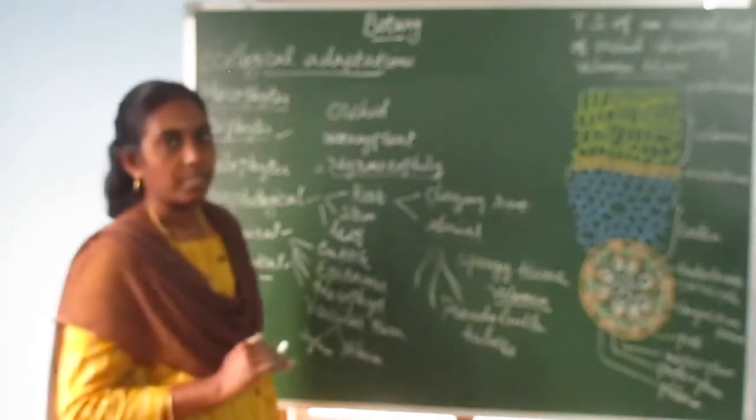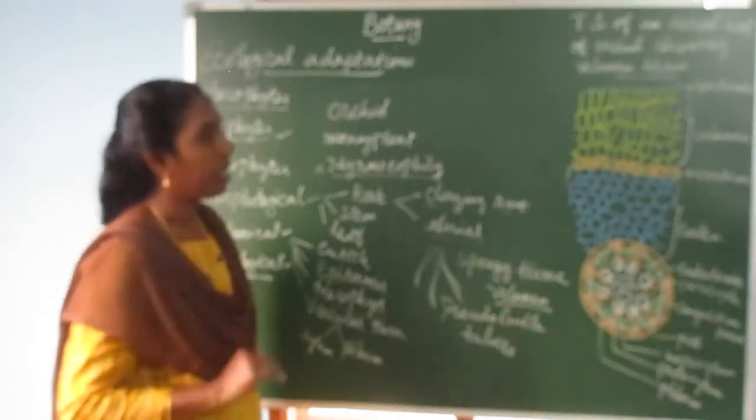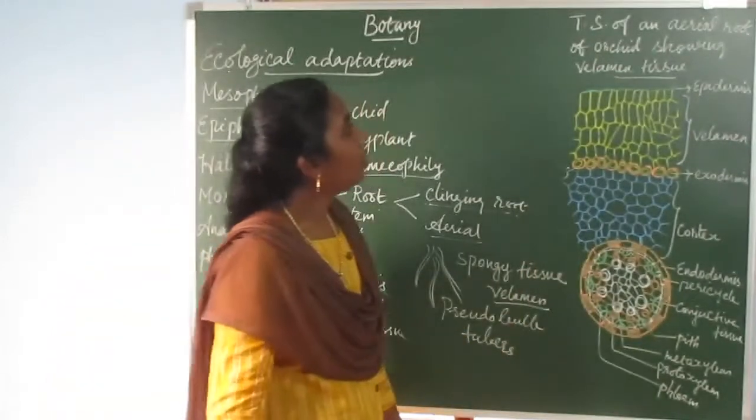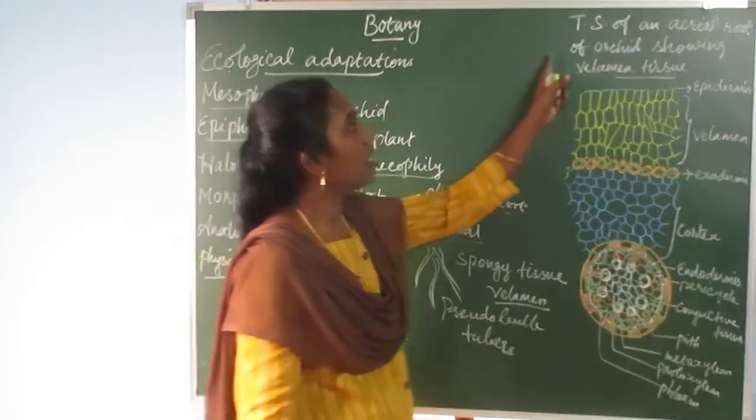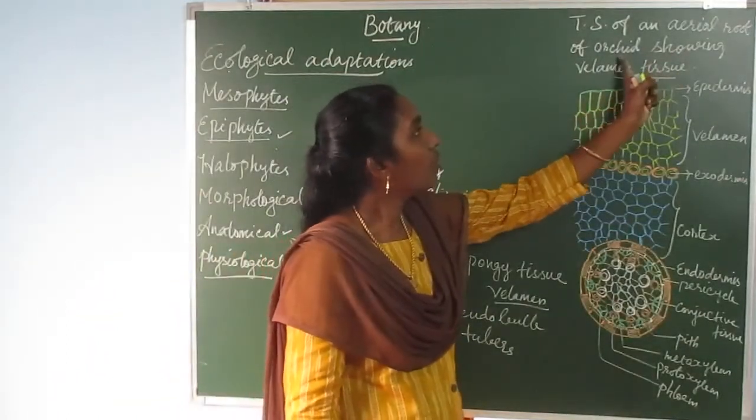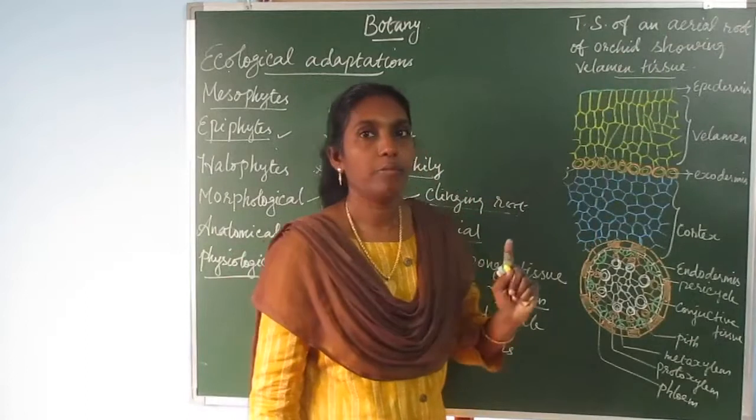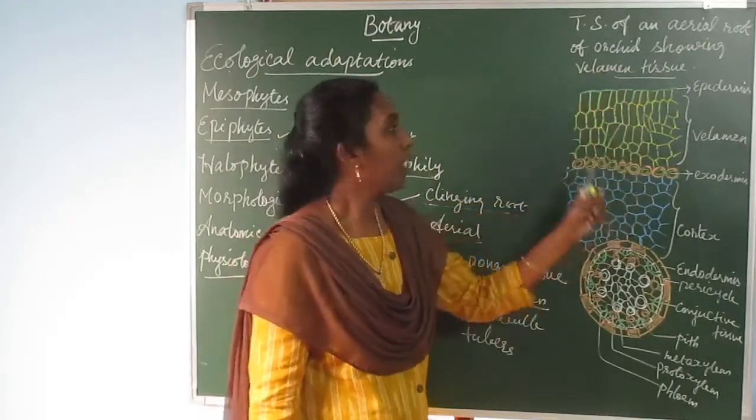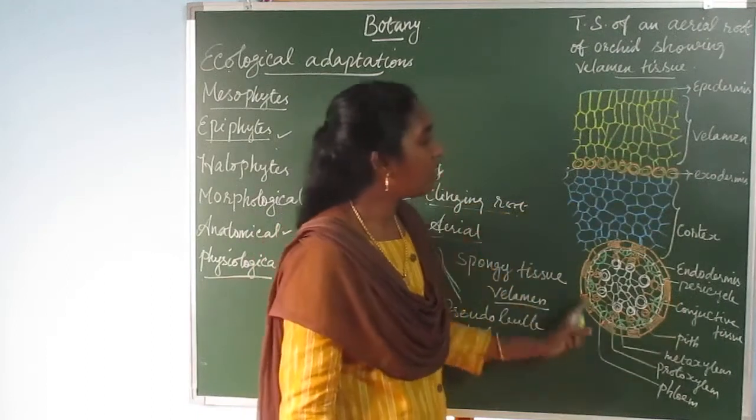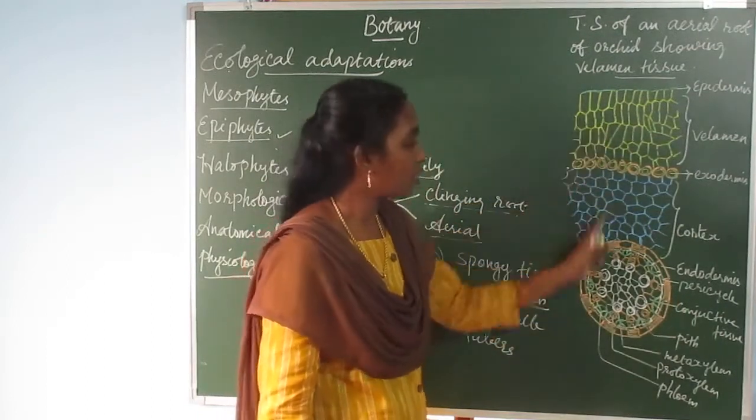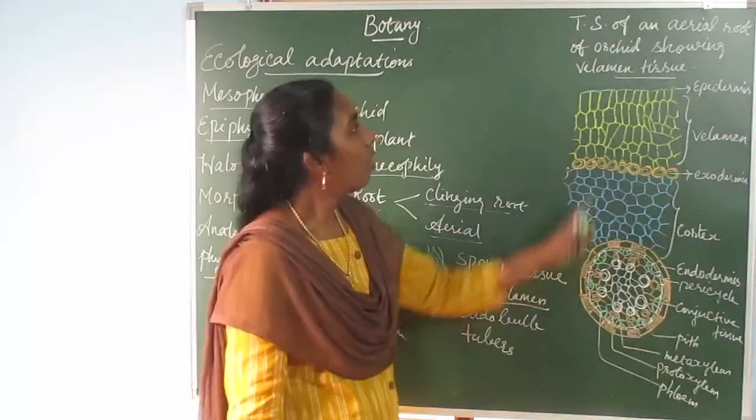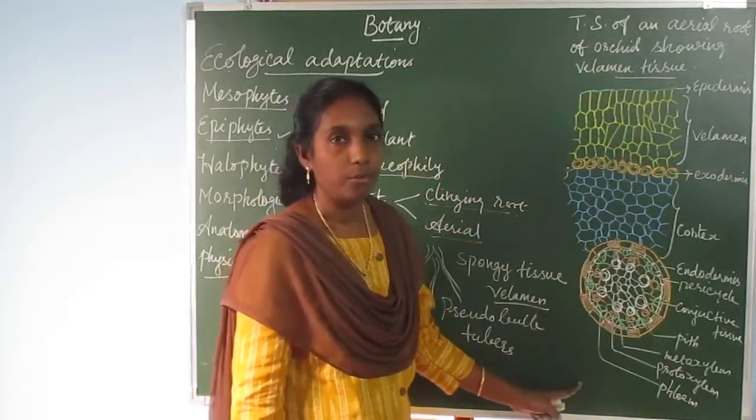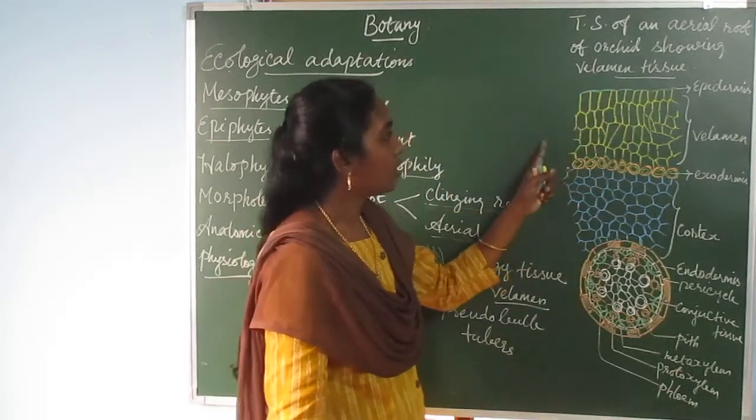Second point, anatomical adaptations. What are the anatomical adaptations? This is the example of the aerial root of an orchid. One example of epiphytes is the orchid, showing velamen tissue. So these parts are observed in the anatomy. This is the anatomical structure of the aerial root, the orchid root, in transverse section.